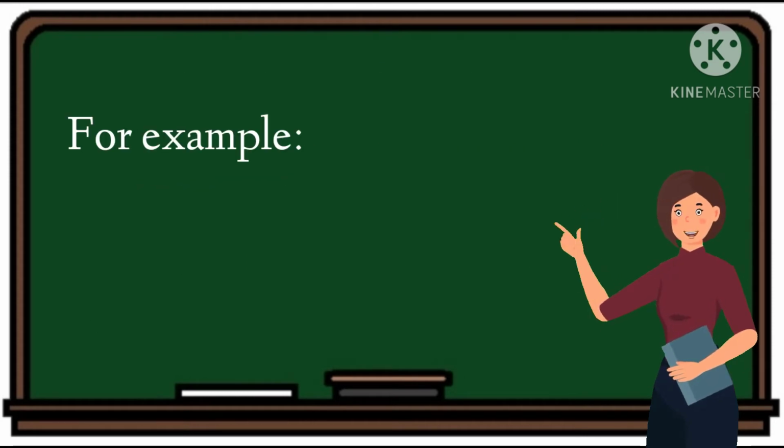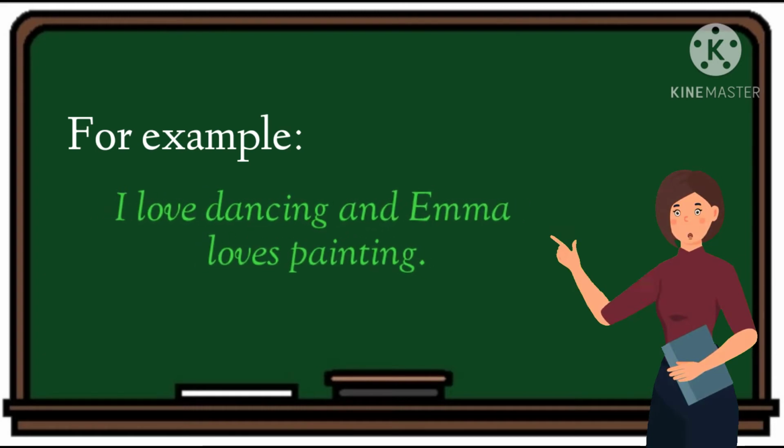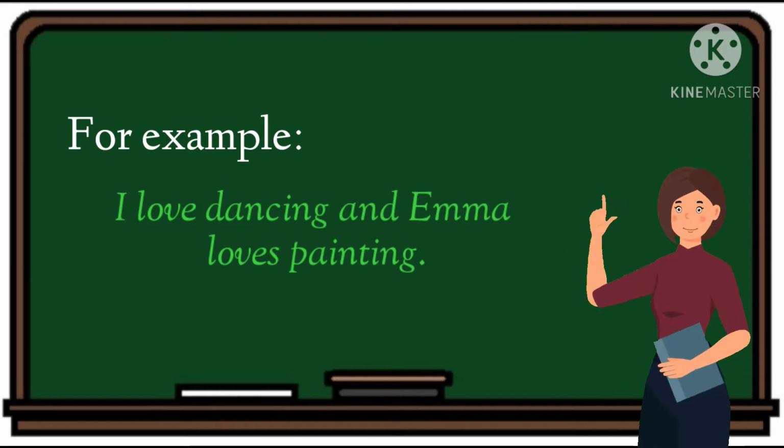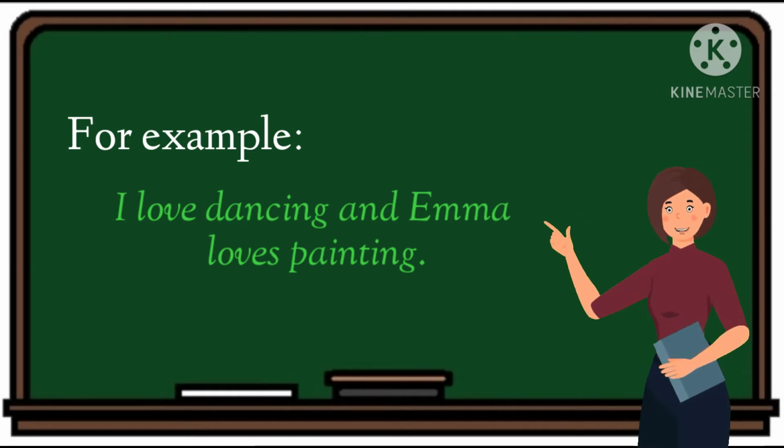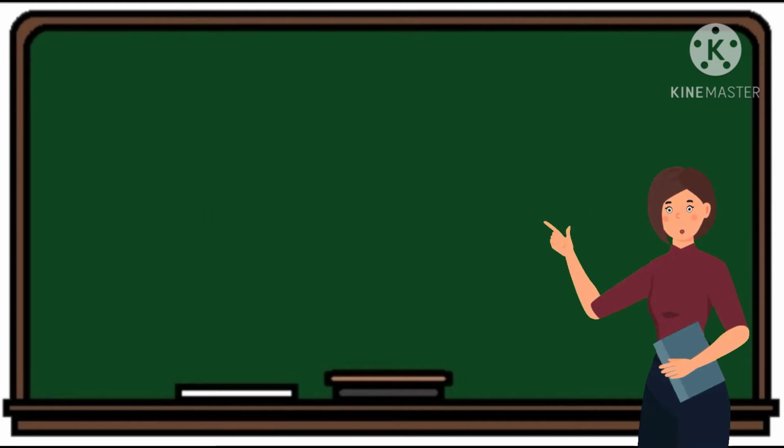Now here is an example for the compound sentence. I love dancing and Emma loves painting. This is a compound sentence because it contains 2 independent clauses. The first one is I love dancing, and the second one is Emma loves painting. Moreover, in this sentence, we also use a coordinating conjunction in connecting the 2 clauses, which is the word and.